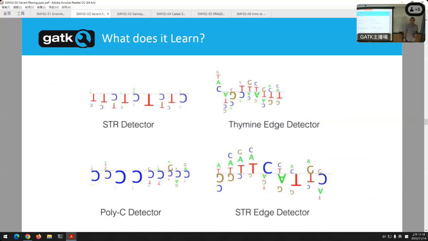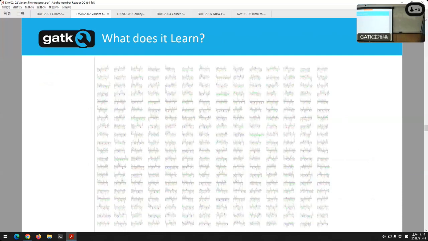This is called a homopolymer run. Lots of letters of one type start to bleed. I had mentioned this before: with Illumina sequencing in particular, if it sees the same letter over and over again, once that letter stops, the machine doesn't know, and it keeps hallucinating that same letter again. So that's what it's learning on the bottom there. And you can learn lots and lots of different motifs. And all you've given it was the reference sequence and your VCF.